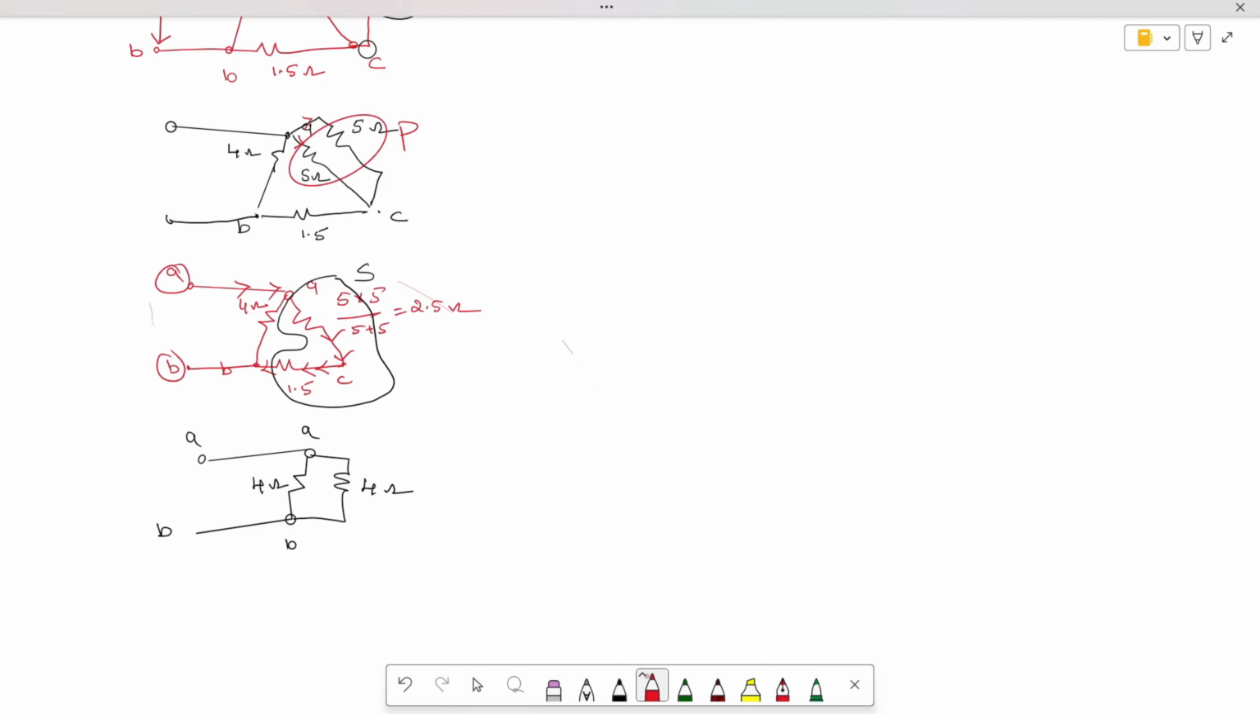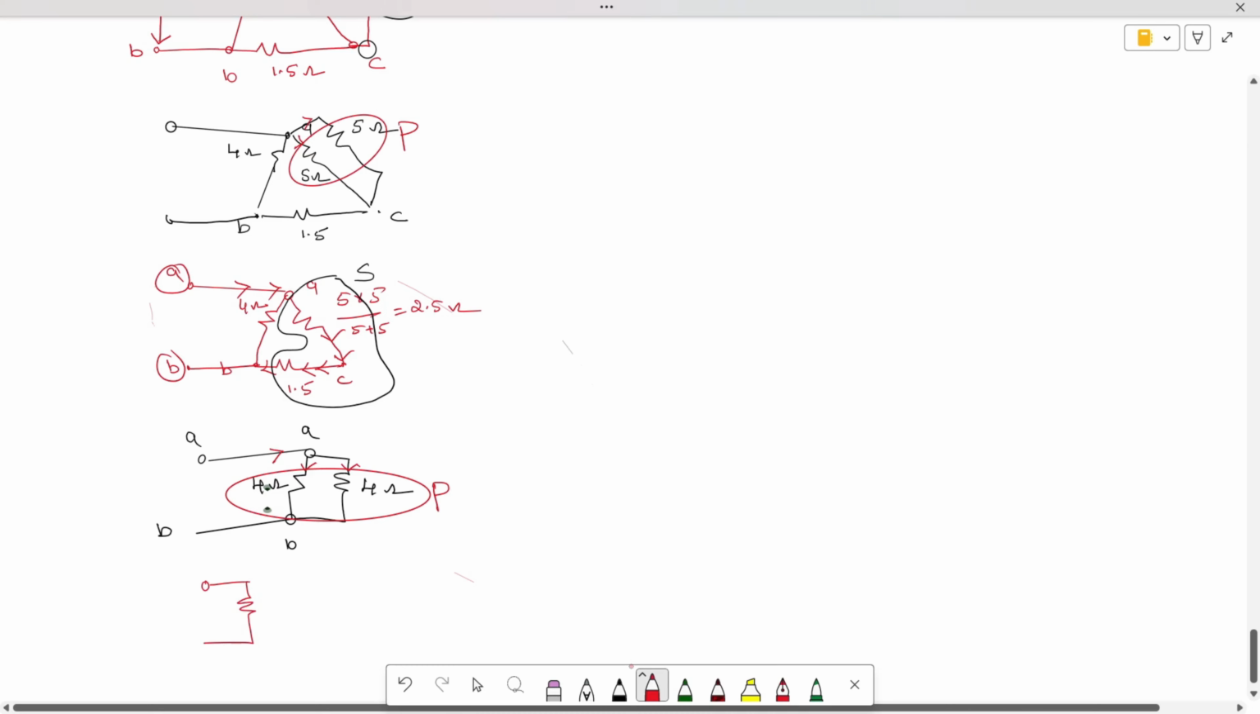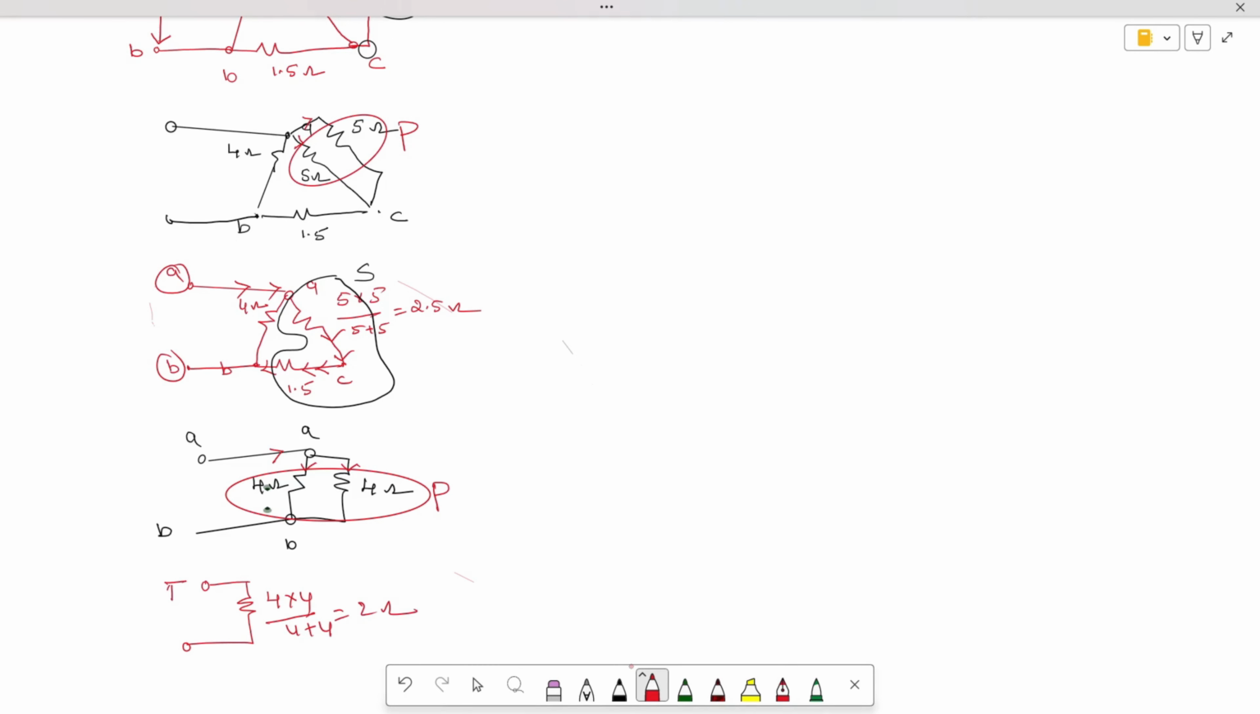Again, if you carefully observe, the current comes to a node and divides. These two are again connected in parallel. Whenever these two resistors are connected in parallel, 4 into 4 divided by 4 plus 4 is equal to 2 ohm. So the resistance between the terminals A and B is equal to 2 ohm.